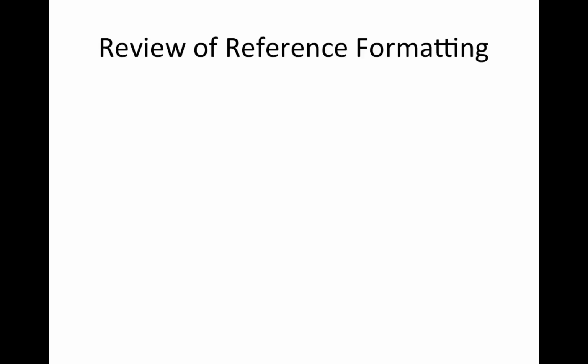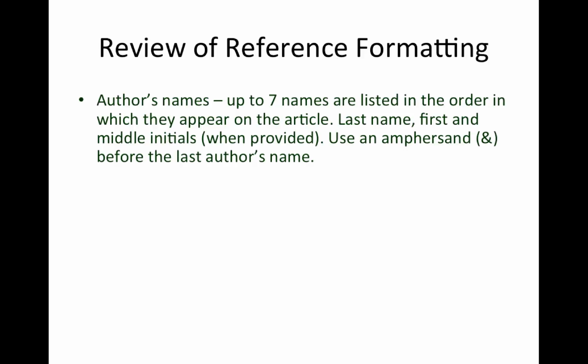Here's a review of reference formatting. Authors' names, up to 7 names, are listed in the order in which they appear on the article. Last name, first and middle initials when provided. Use an ampersand before the last author's name. Year of publication, in parentheses, followed by a period.